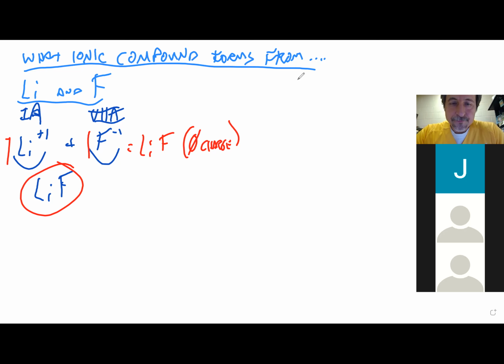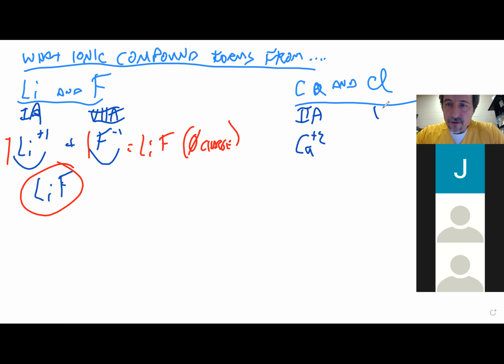Let's try a different one. Well, let's not do Li. Let's do Ca and Cl. Okay. Ca and Cl. All right. So how do we think about this? Calcium is in group 2A. So it likes to make a plus 2. It's a metal. Chlorine is also in group 7A. So it also is going to make a minus 1. Do you see where, if you know that fluorine makes a minus 1, then everything in group 7A likes to make a minus 1? So you don't really have to think about it all that much, right?